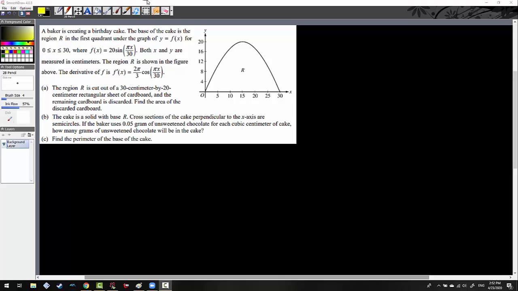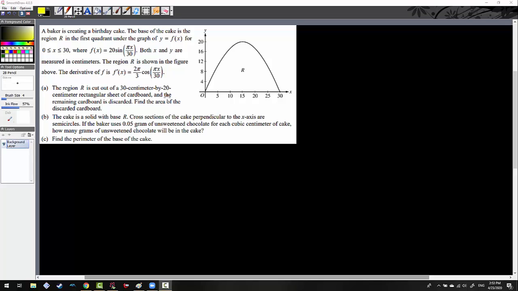In today's episode, we will be discussing the 2009 Form B Calculus BC question number 1, which requires a graphing calculator. The question reads, a baker is creating a birthday cake. The base of the cake is the region R, in the first quadrant under the graph y equals f of x for 0 to 30, where f of x is equal to that thing, both x and y are measured in centimeters, and the region R is shown in the figure above.